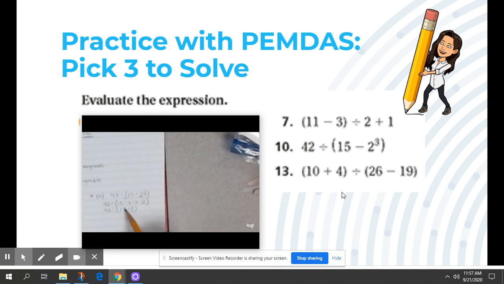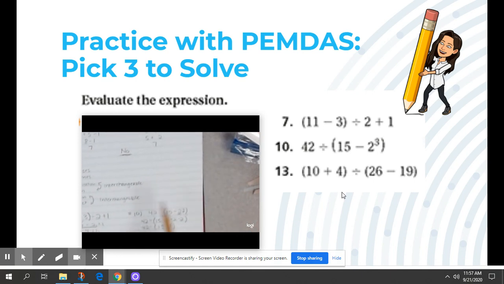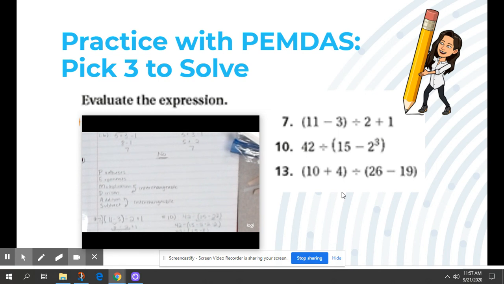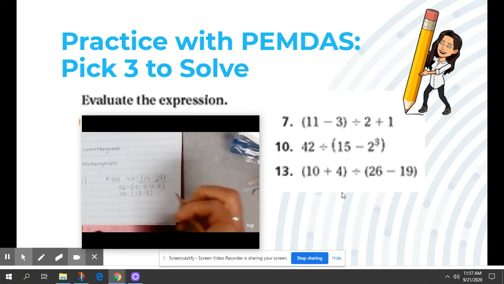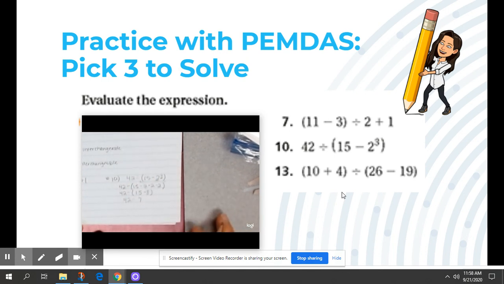42 divided by what's in the parenthesis. I still need to look at my PEMDAS and realize there's still stuff to do in the parentheses. And I just realized this is misspelled. Good thing I teach math and not English. So 15 minus 8, that's the first thing we'll do in the parenthesis. That is 7. I'm going to drop everything down. 42 divided by 7. 42 divided by 7 is 6. So my final answer is 6.